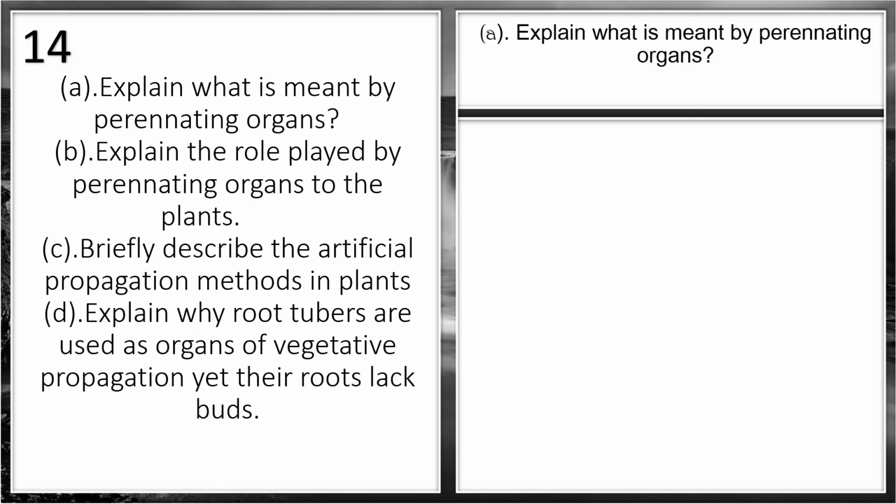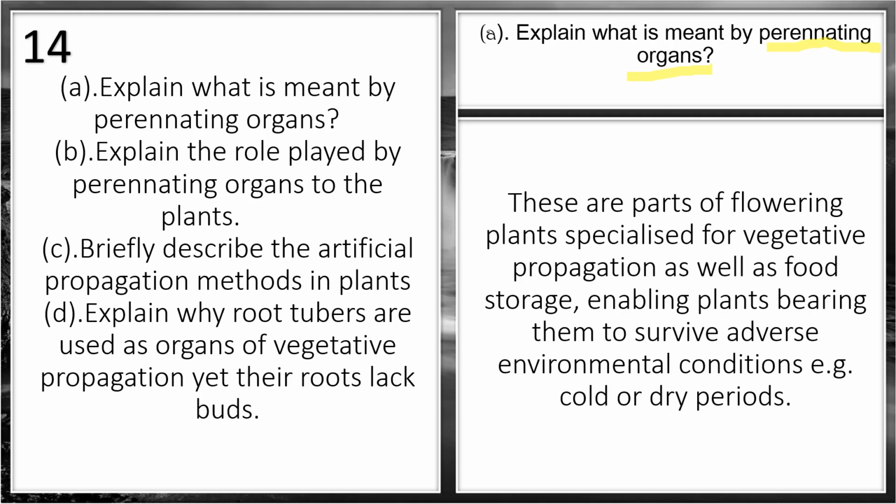Explain what is meant by perennating organs. These are parts of the flowering plant specialized for vegetative propagation, as well as food storage, enabling plants bearing them to survive adverse environmental conditions, for example, a cold or dry period.